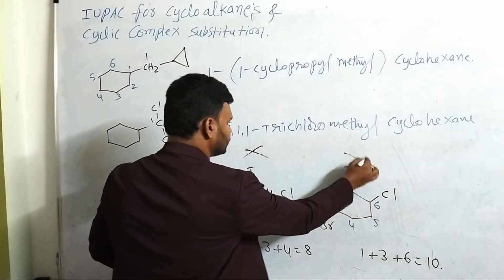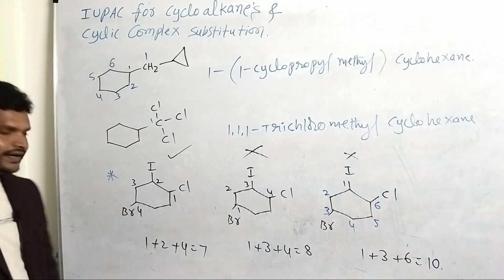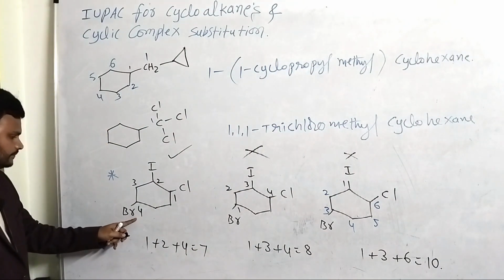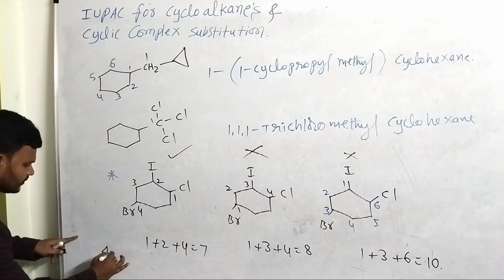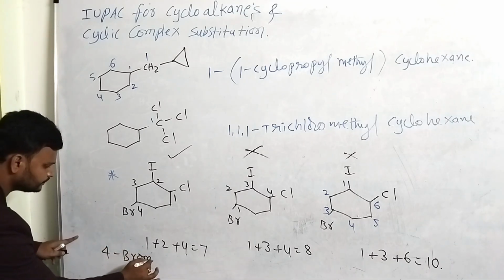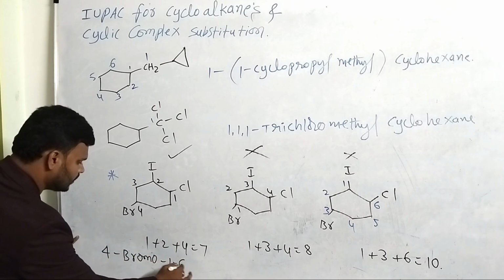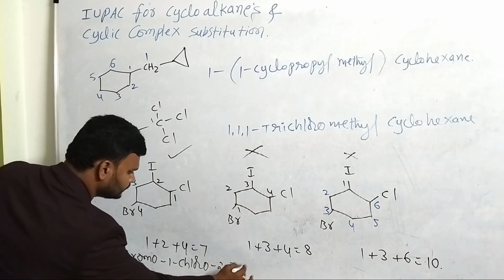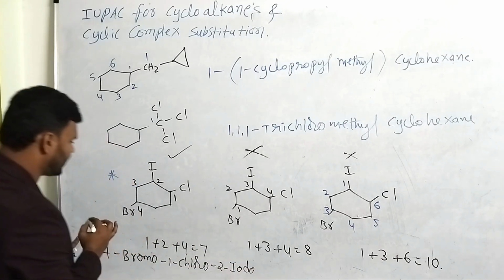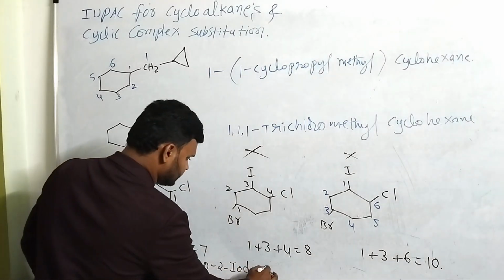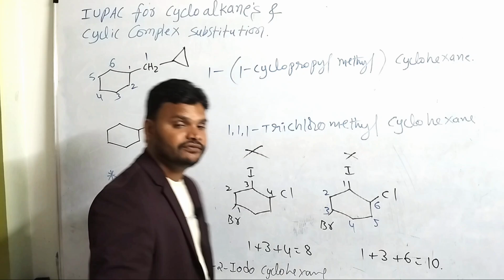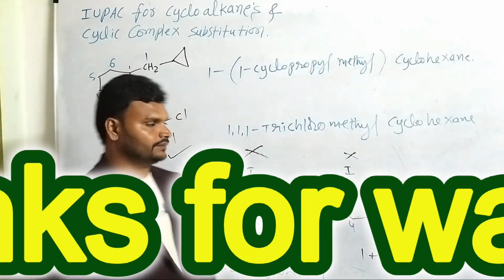These two are wrong. So, while writing IUPAC, you have to write in alphabetical order. Bromine: 4 bromo. This is the right answer. 4 bromo, next 1 chloro, 2 iodo, cyclohexane. This is the way to write correct answers. Clear? Yeah, carry on.